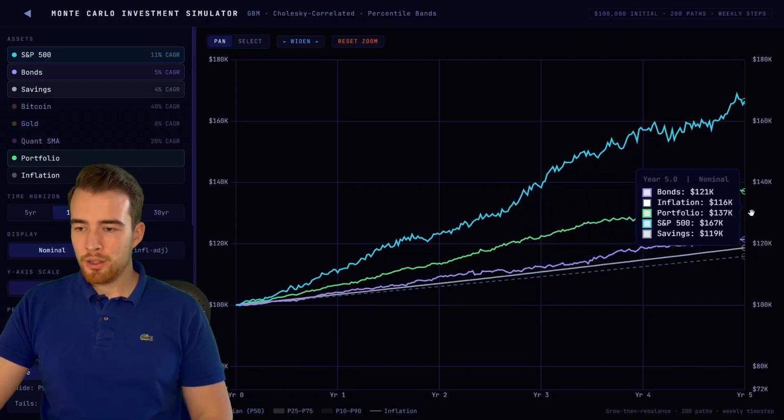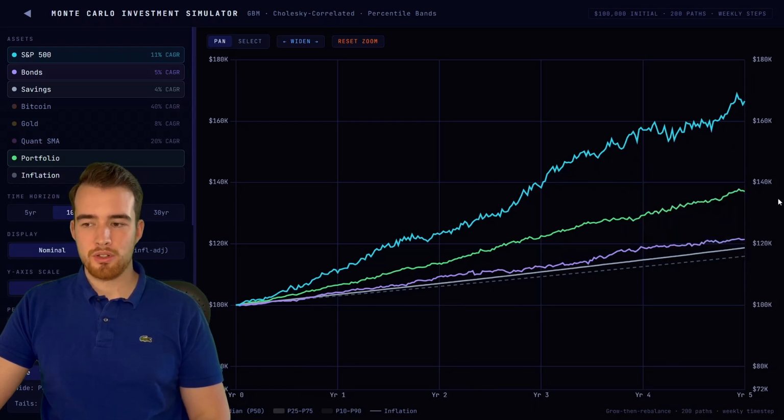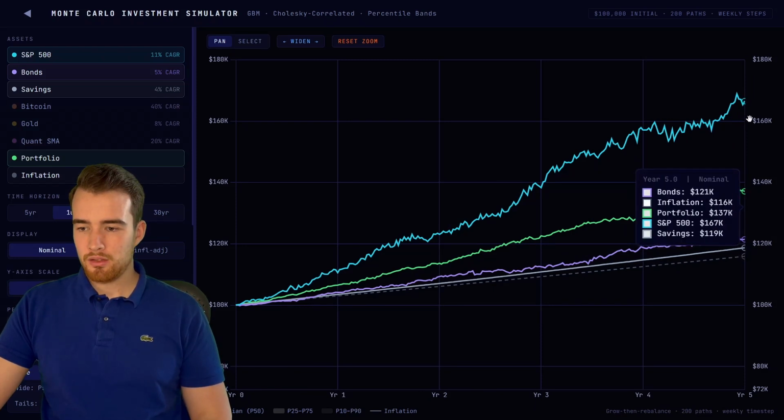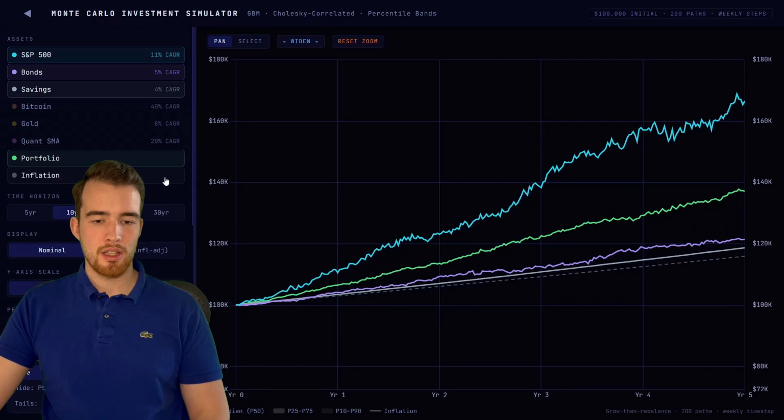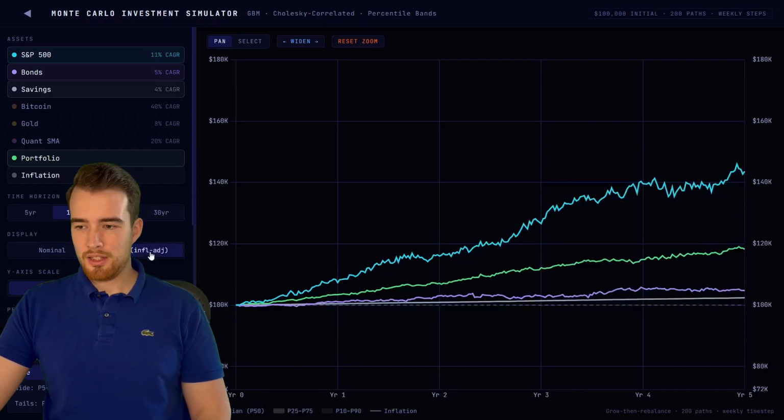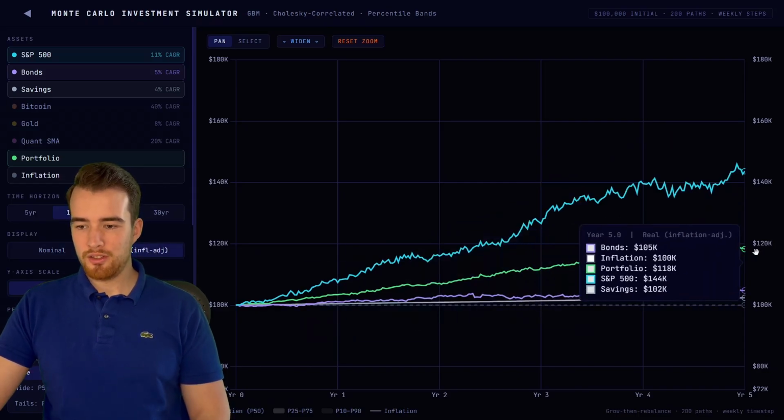And at the end of the 10 years, the median for the portfolio is a 37% return. Stocks 67% and bonds 21%. However, let's adjust it for inflation. And then the portfolio's return is 18%. Bonds return only 5%. And the S&P 500 stocks 44%.